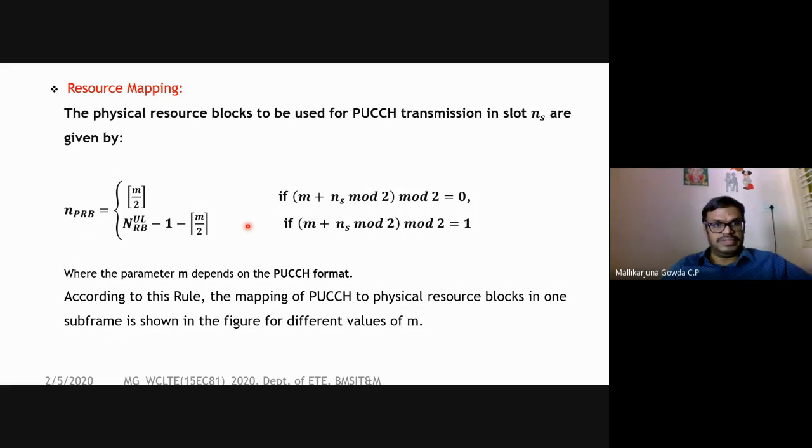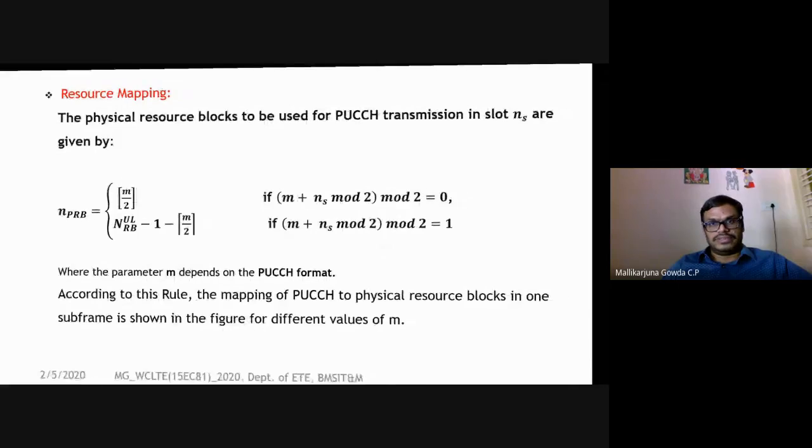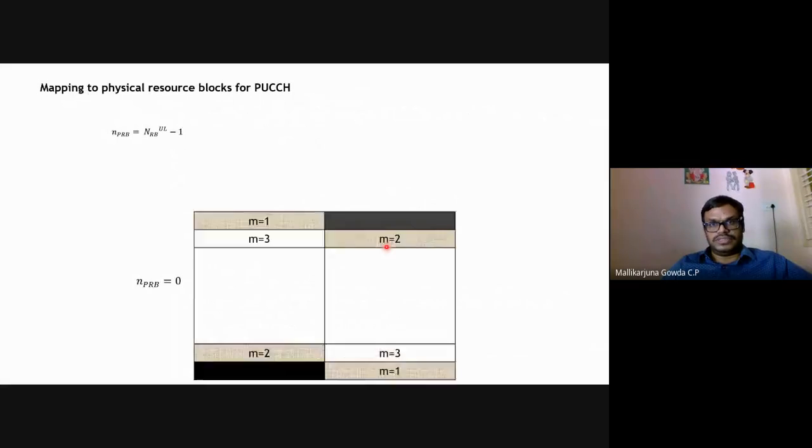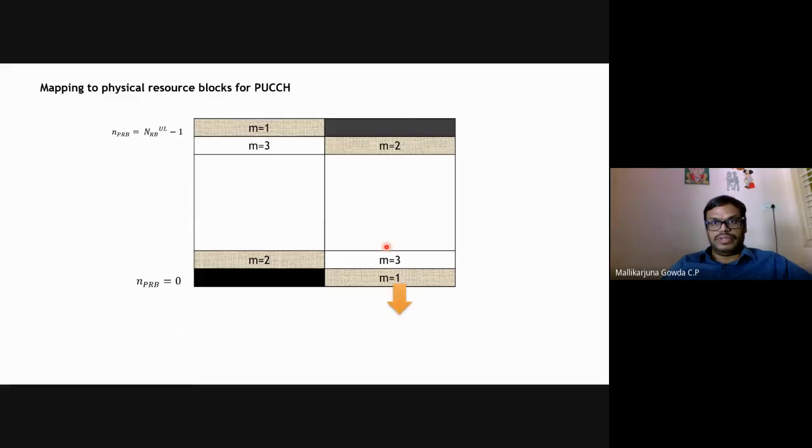So let us see how it is done. Will you be able to take up this equation? The number of physical resource blocks allocated to the PUCCH, that is physical uplink control channel transmission in slot NS, is given by this formula. And as I said, in the uplink, the PRBs are allocated contiguously, means there is no gap from one PRB to another PRB in uplink. But in downlink, it is not like that. It can be allocated anywhere, so it is discontinuous.